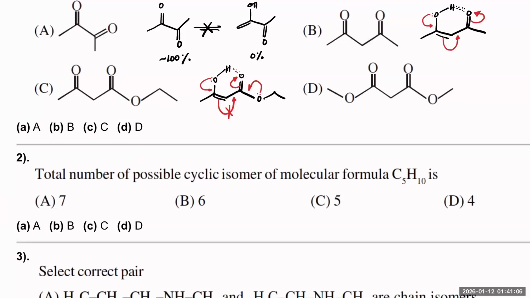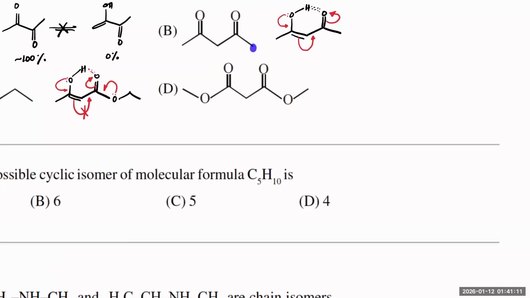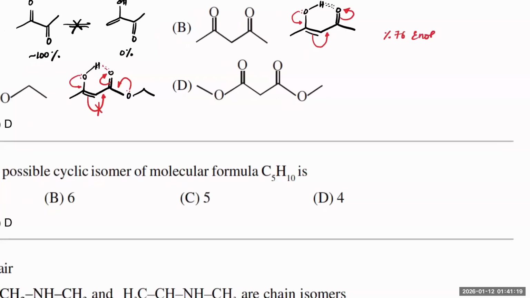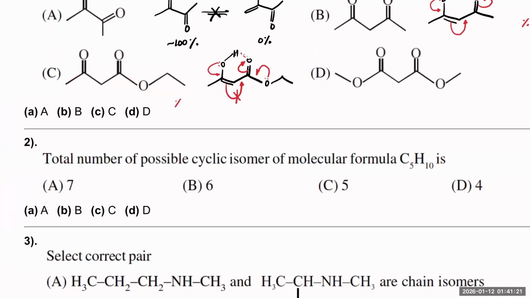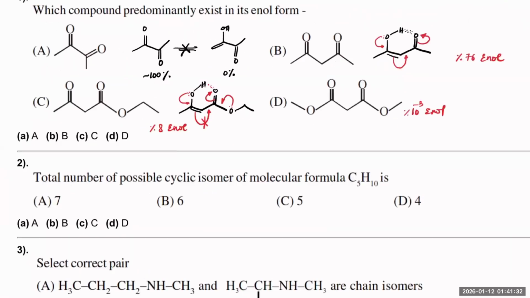If you notice the percentages, the 2-keto part will always have around 80, 78, 76 percent enol. This would be around 8% enol. And this will be around 10 raised to the power of minus 3% enol. Hence, predominantly the most enol content is observed in B.